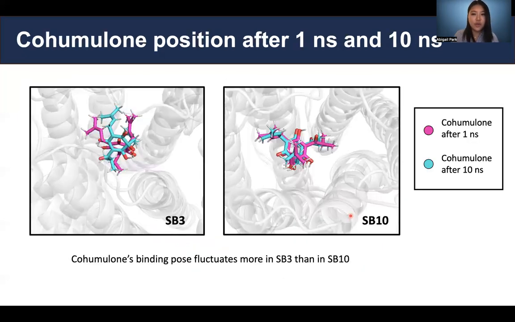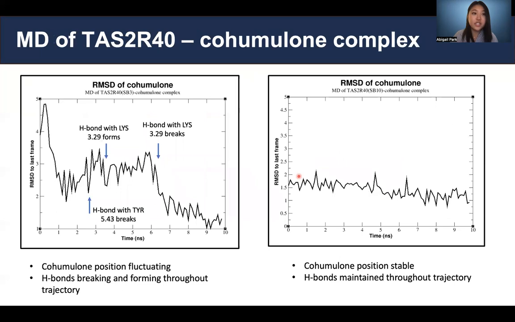And so also, if we look at cohumulone's position after 1 nanosecond in pink and in 10 nanoseconds in blue, you can see that the binding pose fluctuates a lot more in sp3. Just looking at it, these two poses are very different. And this is an indication that this is not a really stable binding pose, and that important contacts are getting lost throughout the trajectory. But in sp10, you can see that even after 10 nanoseconds, the binding pose is pretty similar. And this is an indication that the binding pose is stable and that important contacts are being maintained throughout the entire trajectory.